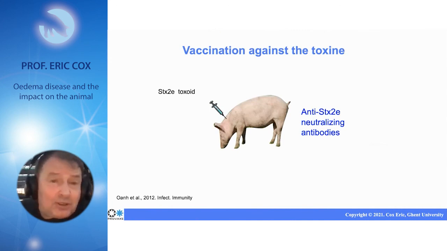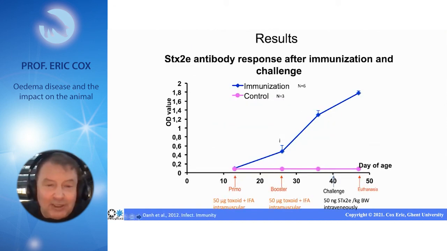So the second part of the strategy is vaccination. Vaccination with a detoxified toxin. My colleague Bruno Goddeeris did such experiments already in 2012. So if you vaccinate piglets with this toxoid, to which an adjuvant is added, then the animals develop a nice immune response against the toxin, which you see here. That is the blue curve. This is the control animals.